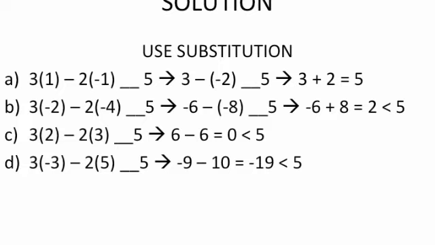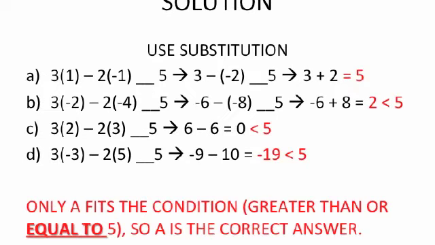Here's the solution. You need to substitute the numbers in. For instance, in A, it will become 3 times 1 minus 2 times negative 1 compared to 5. Eventually, you will work it out to form that 3 plus 2 is equal to 5. You need to do that with the rest of the problems as well. Take your time to check. When you're done, look up at the screen.